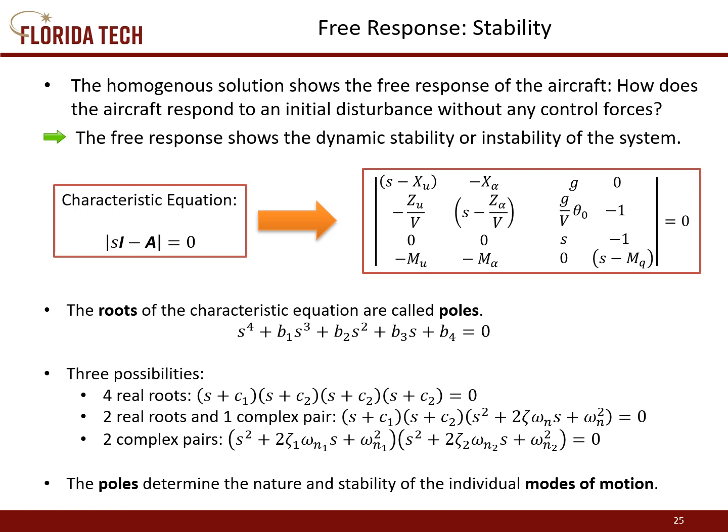So it's a fourth order polynomial, which means we have three possibilities of how this thing's going to factor. We're either going to get 4 real roots, or we're going to get 2 real roots plus a complex conjugate pair, or we're going to get 2 complex pairs. So that's the three possibilities of how this fourth order polynomial will factor. And we're going to use the poles to determine the nature and stability of the individual modes of motion. So the poles are the values of s that make any of those roots 0.